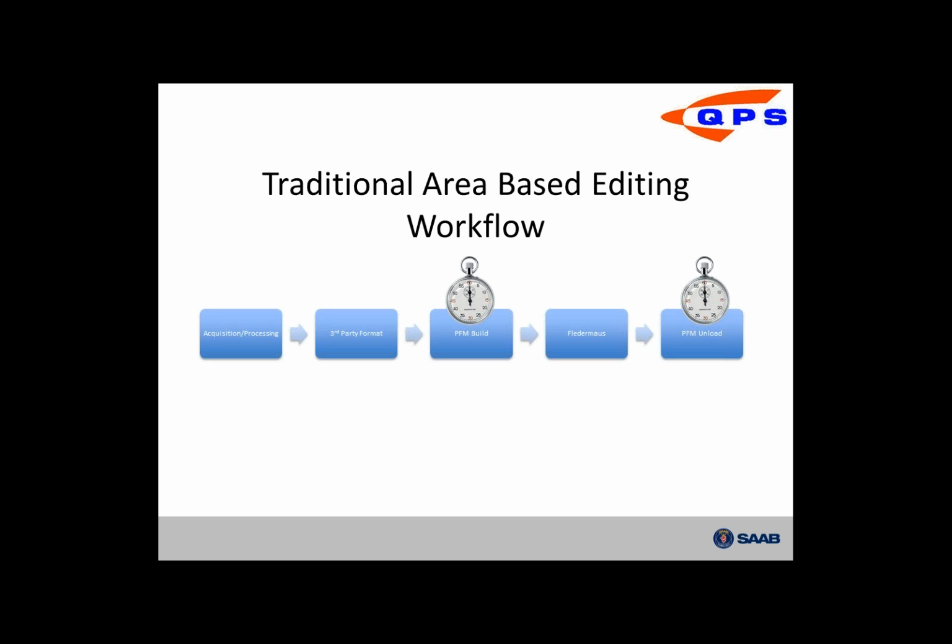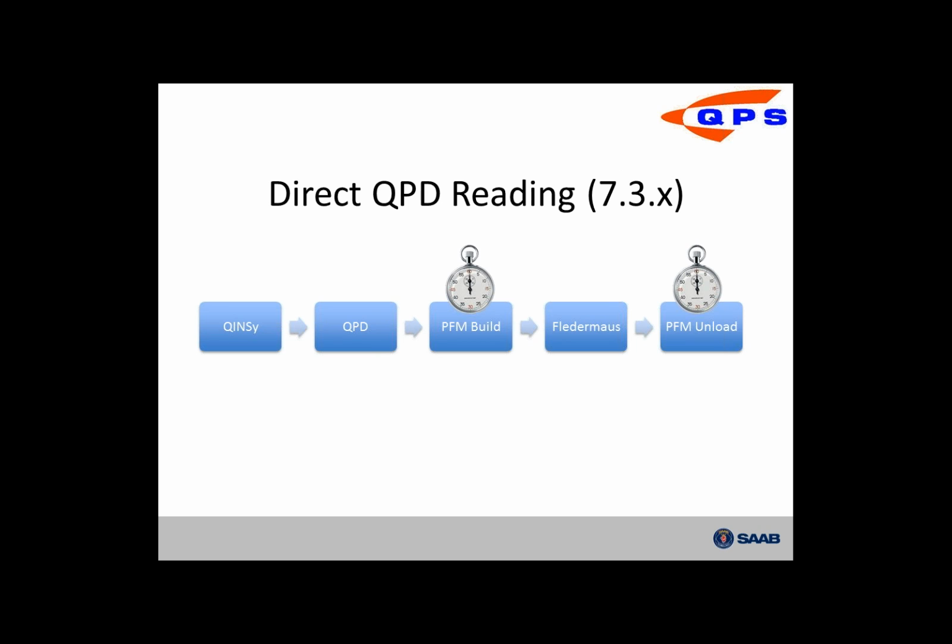Now the problem is the PFM building and unloading can be fairly time-consuming as your data sets get larger. That's something we've been working on, but it's still a time-consuming process. What we first did is we added our direct QPD reading. That was in the 7.3x range of releases. From there, if you're working with Quincy, you don't have to worry about putting it into a third-party format. You go directly into QPD. While a good step forward, it doesn't eliminate the biggest time-consuming steps of working with that data in Fledermaus.